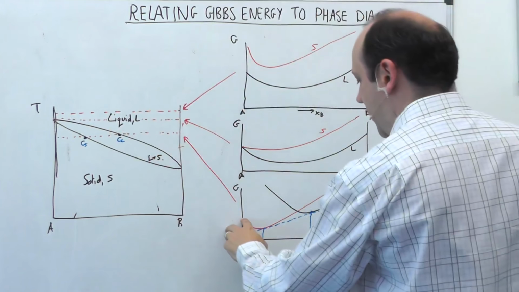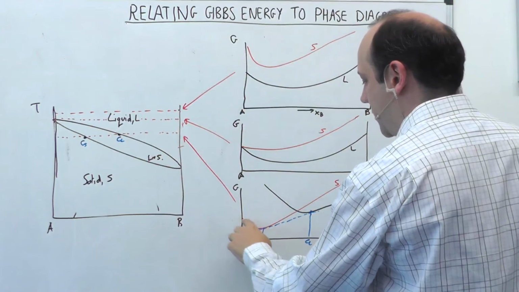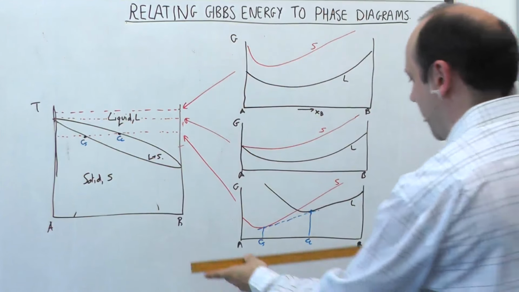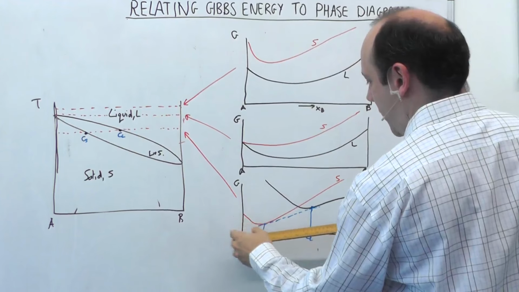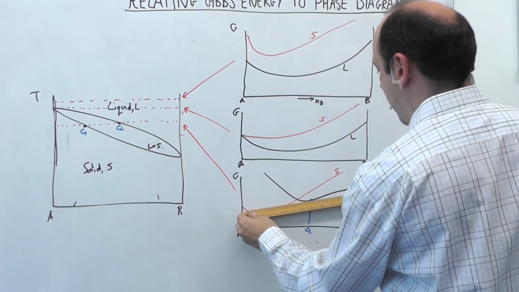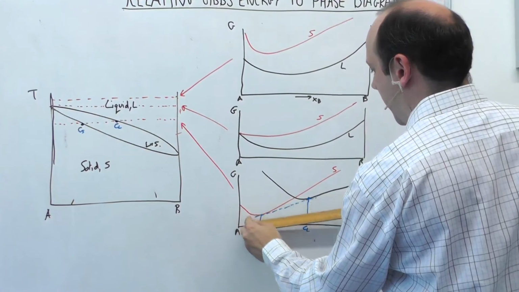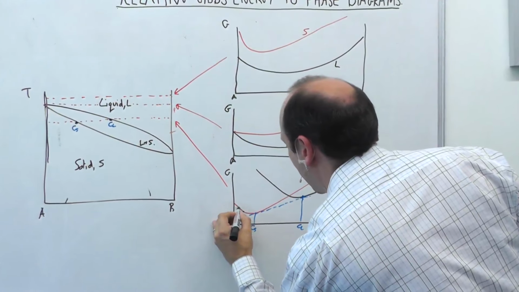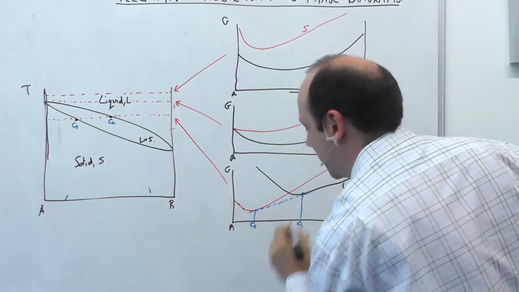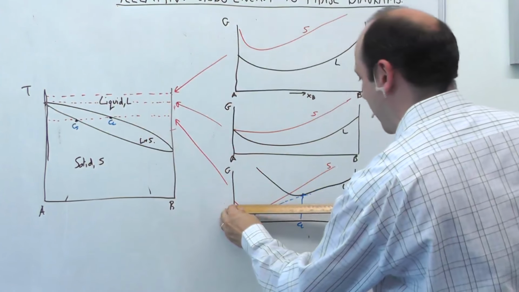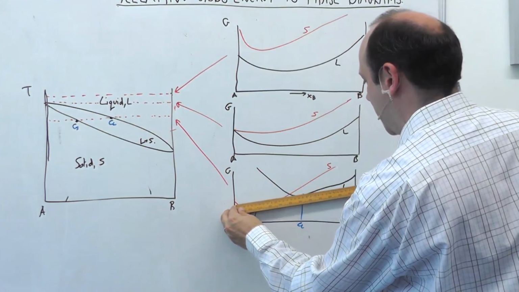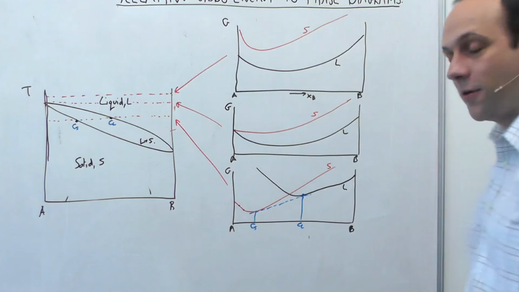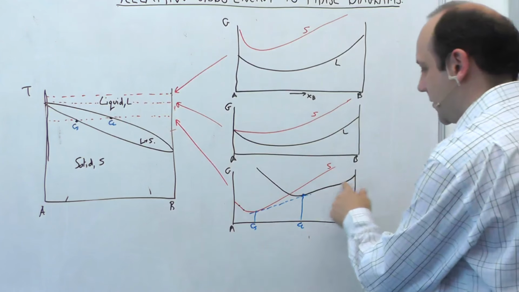The solid is the lowest energy here for all of these compositions over here. I can't form any tie line with the liquid. If I consider this point here, I can't form any tie line that lowers the energy. If I take a composition here, I can't form a more A-rich solid with some B-rich liquid that lowers the overall energy. I can't get any lower than that point where I just have solid of that composition. Same is true over here.